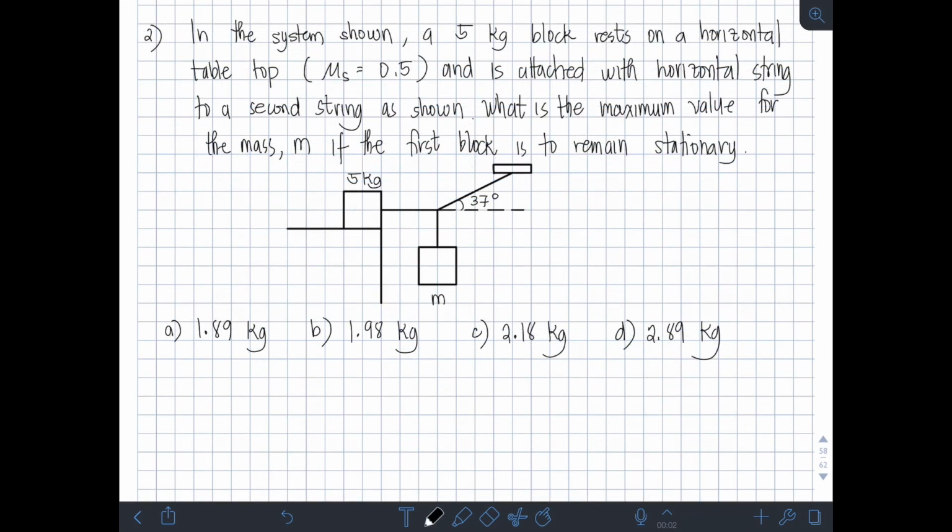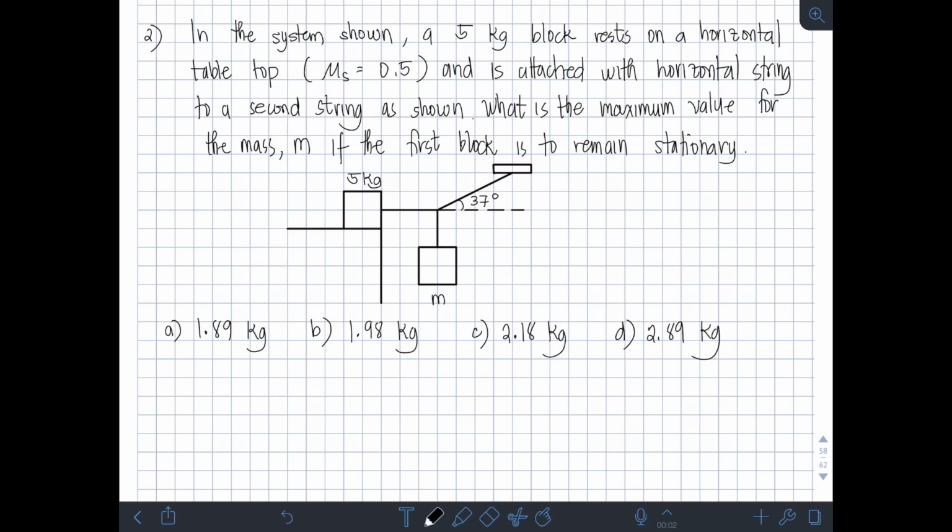Next, we have, in the system shown, a 5 kg block rests on a horizontal tabletop with mu sub s, or coefficient of static friction, equal to 0.5 and is attached with the horizontal string to a second string as shown. What is the maximum value for the mass m if the first block is to remain stationary?